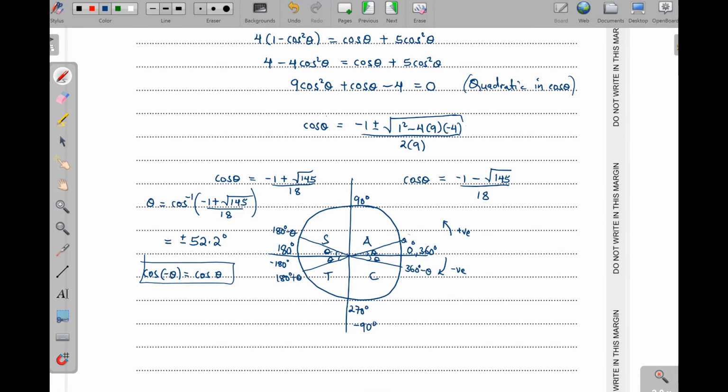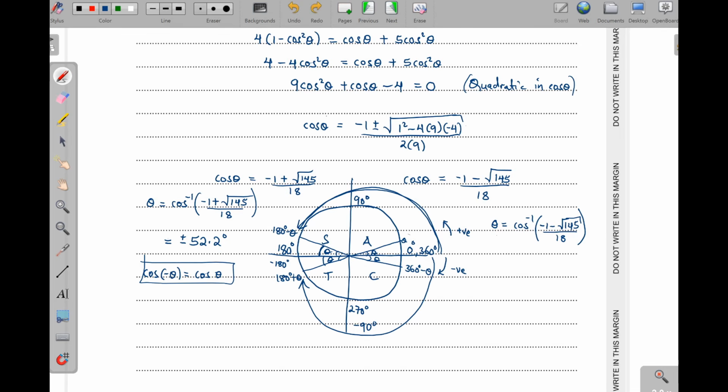Now, when we come to this other one here, cos theta is going to be the arc cos of negative 1 minus root of 145, then out of 18. So since this one is negative, the whole thing is negative, the calculator is going to give us the angle in the second quadrant. Now, moving from here up to here is actually the same way as moving from here up to here. Because remember, this is the theta here and also the theta here. You get it?